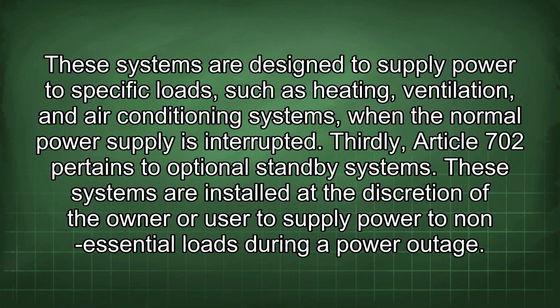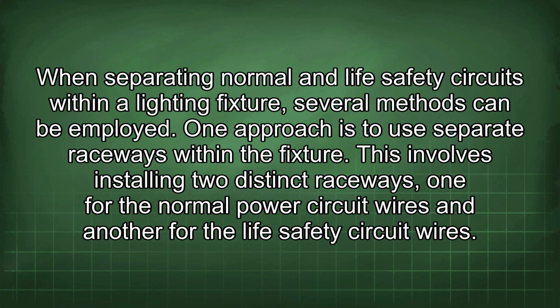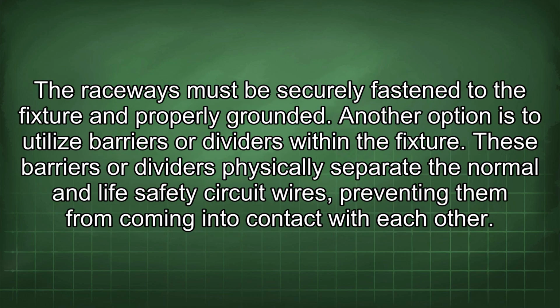Thirdly, Article 702 pertains to optional standby systems. These systems are installed at the discretion of the owner or user to supply power to non-essential loads during a power outage. When separating normal and life safety circuits within a lighting fixture, several methods can be employed. One approach is to use separate raceways within the fixture. This involves installing two distinct raceways, one for the normal power circuit wires and another for the life safety circuit wires. The raceways must be securely fastened to the fixture and properly grounded.